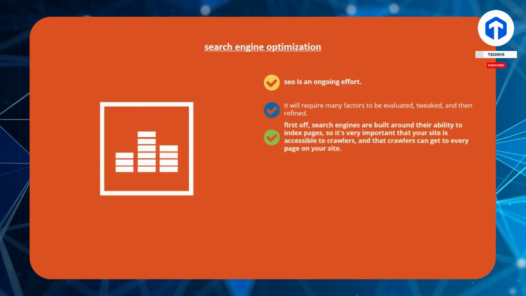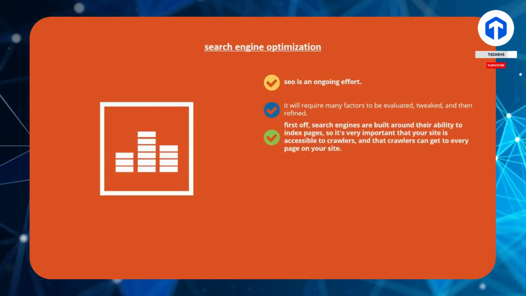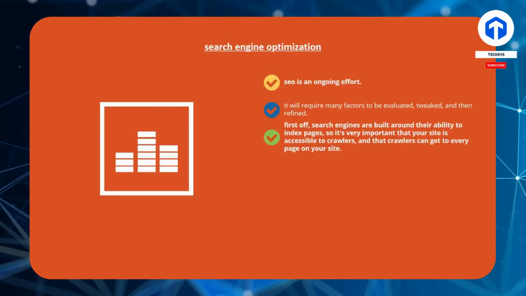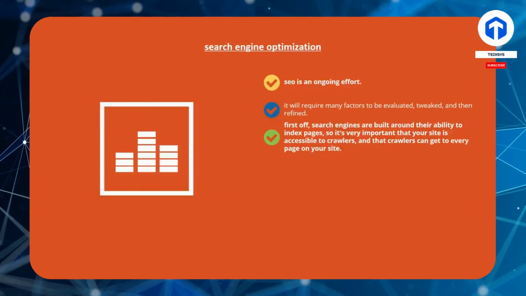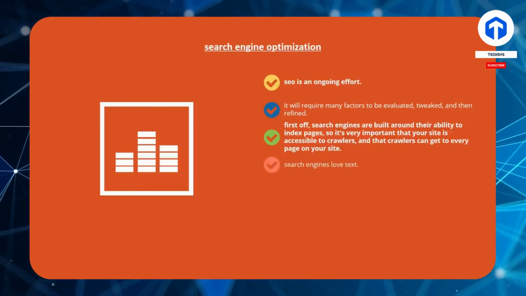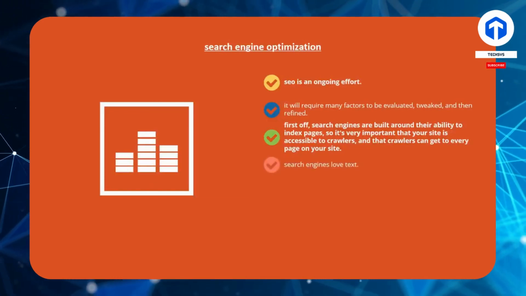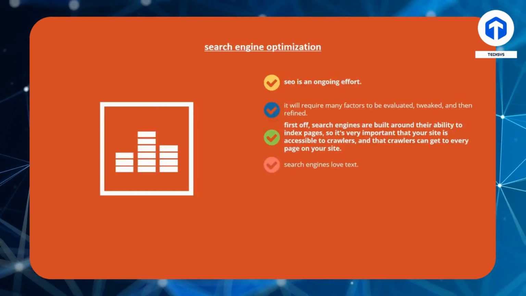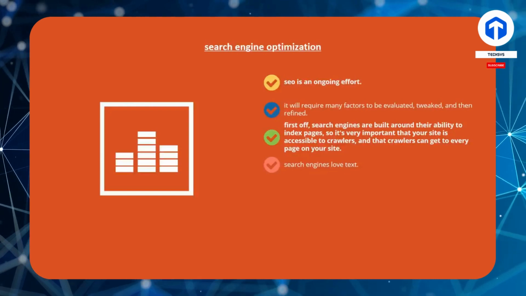So first off, search engines are built around their ability to index pages. So it's very important that your site is accessible to crawlers, and that crawlers can get to every page on your site. Search engines love text. It's the easiest for them to parse. If your site is built in Flash, you're going to have trouble with SEO. If you're using images in place of text, you too will have a problem.